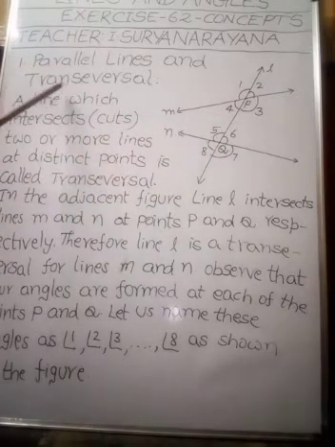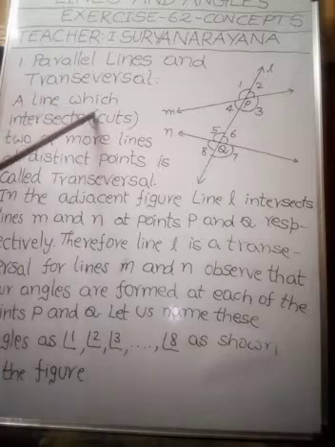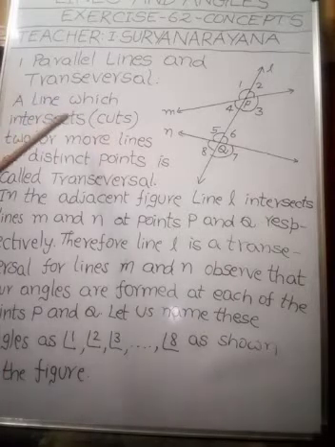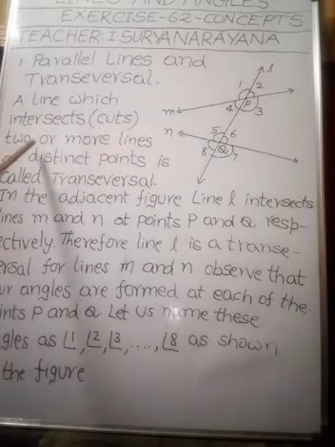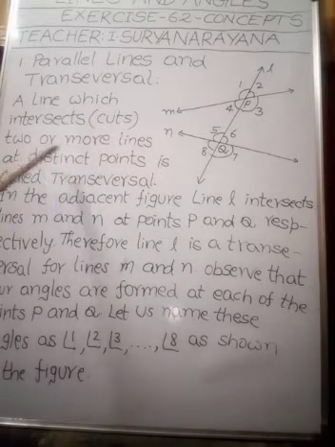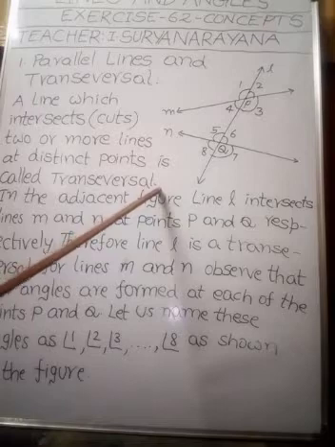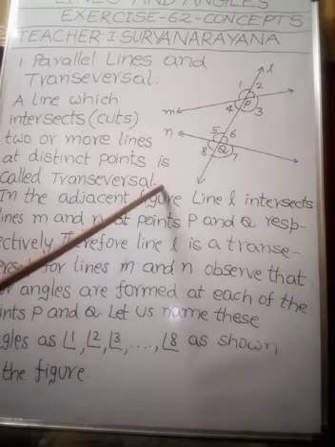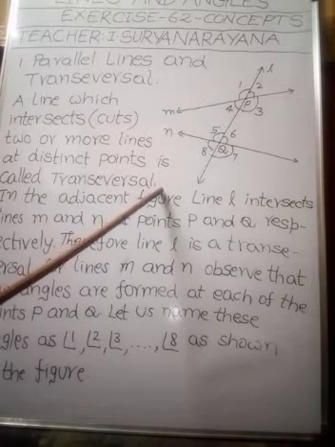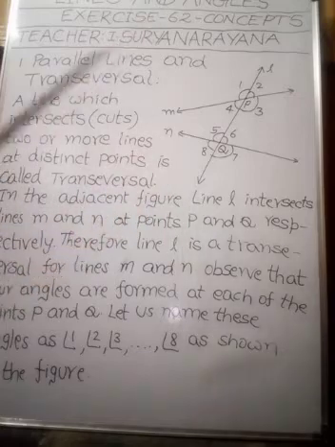Now come to this point. A line which intersects or cuts two or more lines at distinct points is called a transversal. Understood this point, my children? You have already learnt about transversal.